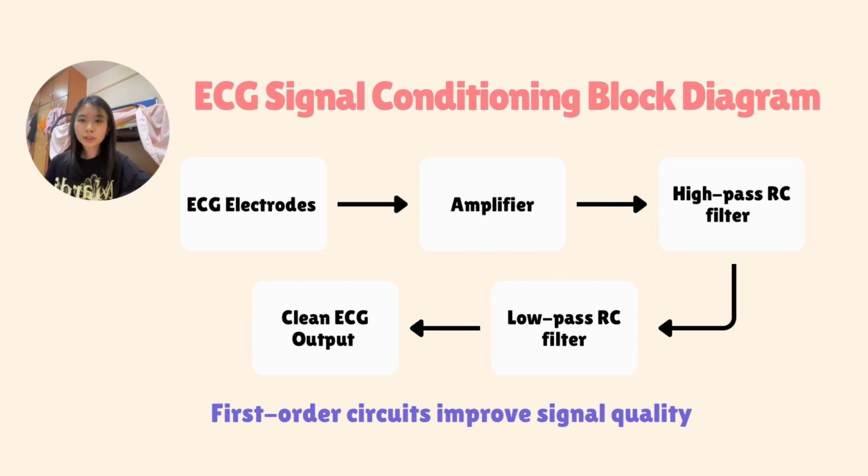This block diagram shows a typical ECG signal conditioning system. The ECG signal is detected by electrodes and then amplified, then passed through a high-pass and low-pass RC filter. And this process produces a clean ECG signal suitable for analysis.